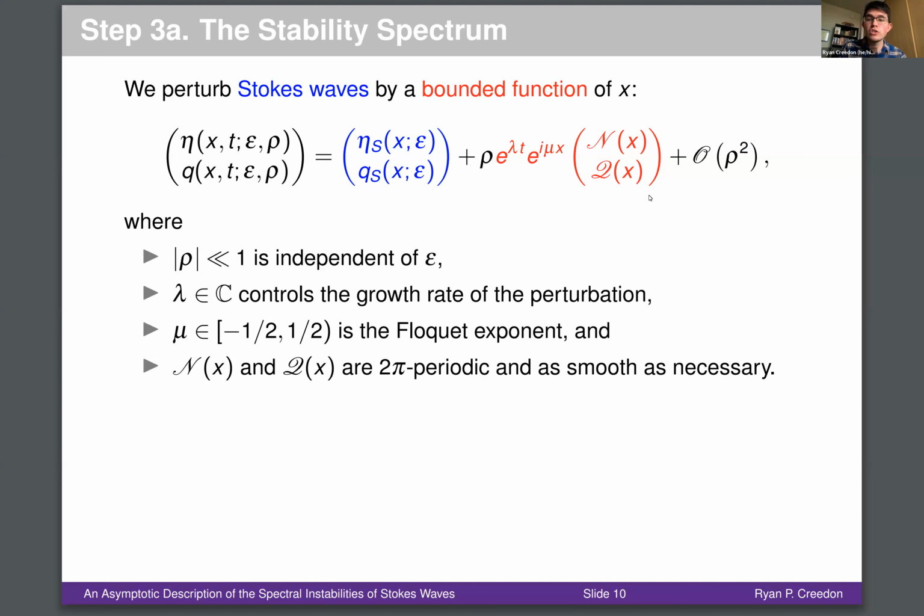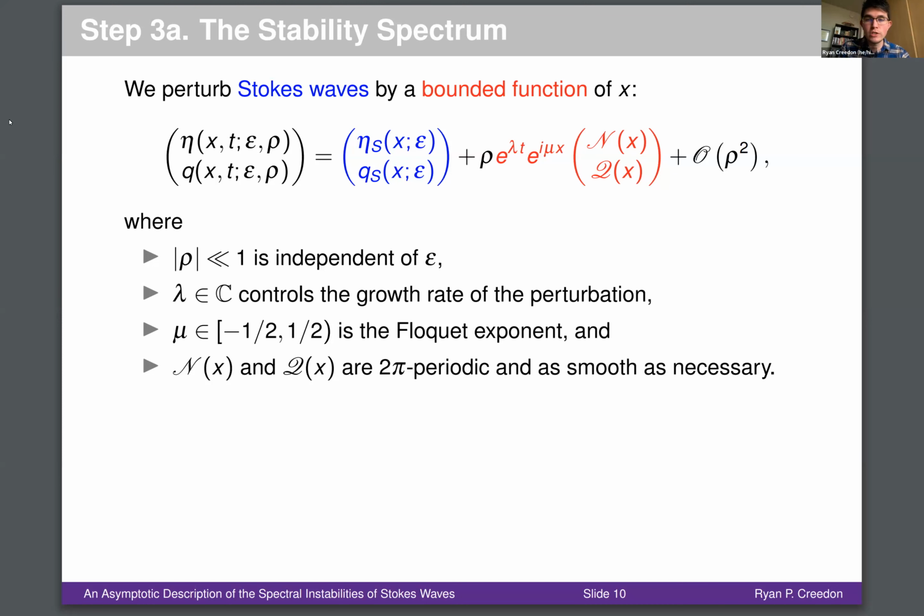And then there are these functions n of x and q of x. These are truly periodic functions that happen to have the same period as our Stokes waves. And since our Stokes waves are 2 pi periodic, these functions n of x and q of x are also going to be 2 pi periodic, and as smooth as necessary. They're in whatever function space we can think of to make this problem work for us. And so this is how we're going to perturb our Stokes waves.